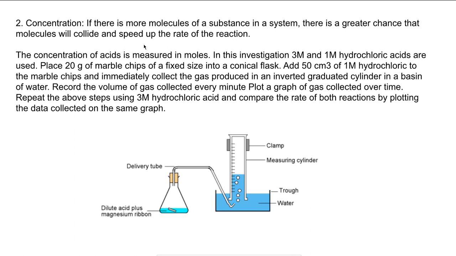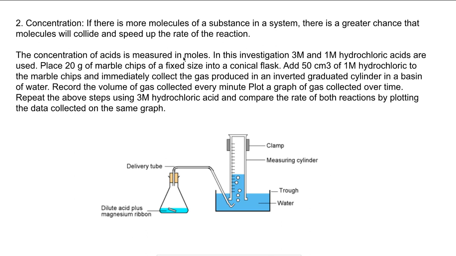So reading at the top, if there's more molecules of a substance in a system, there's a greater chance that molecules will collide and speed up the reaction. So if a substance is more concentrated, that means there are more molecules. So the reactions will happen faster. So remember the example at the start, if we have more of those red atoms, the reaction will happen very quickly.